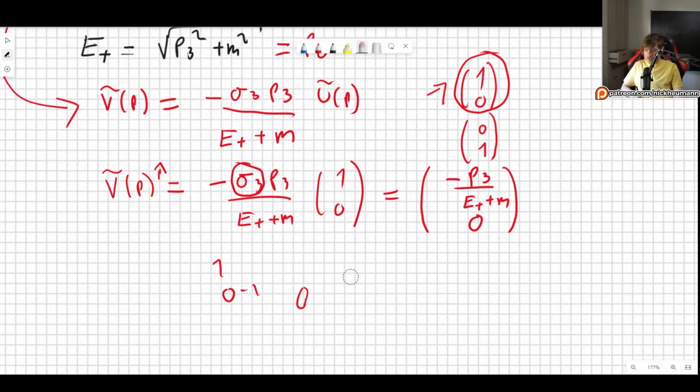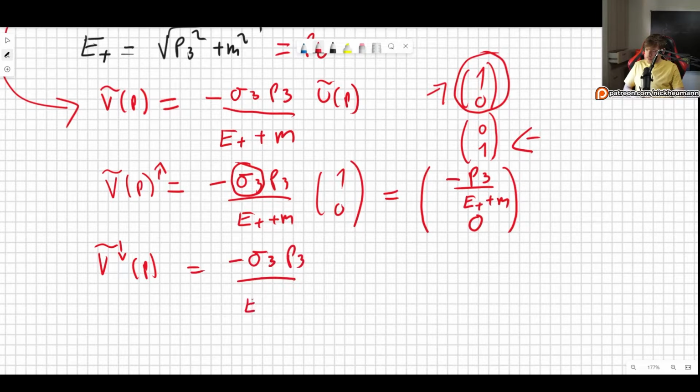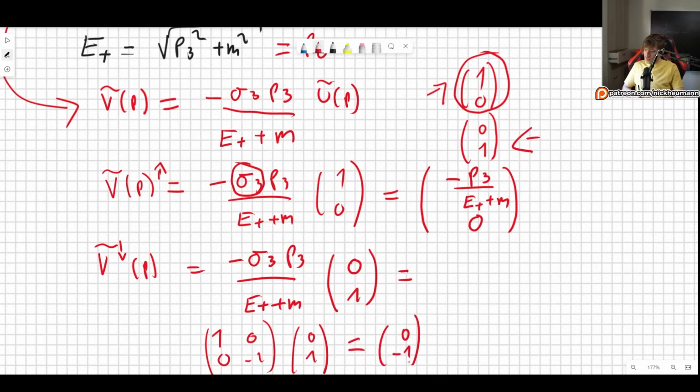Okay, but in the other case, when we are with the arrow down, this one right there, we would have minus sigma 3 P3 over E plus m, and now we have this 0, 1 vector. And here we multiply through, but now we have 1, 0, 0, minus 1 times 0, 1, which gives us 0, minus 1. So there will be a minus sign here that will cancel out this minus sign. So we end up with P3 divided by E plus m.